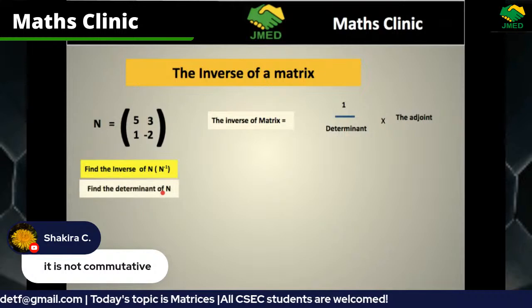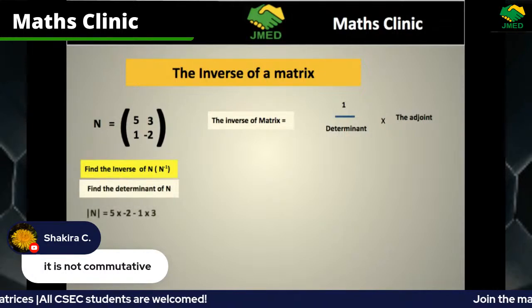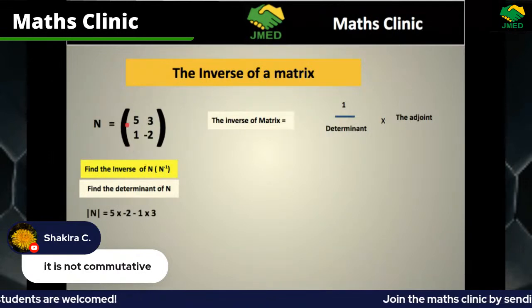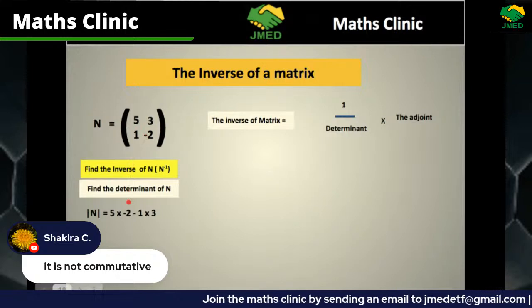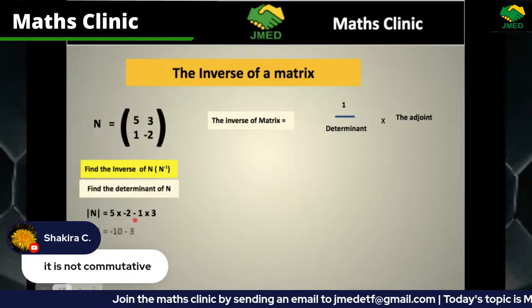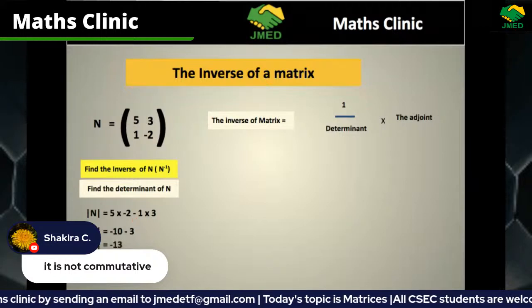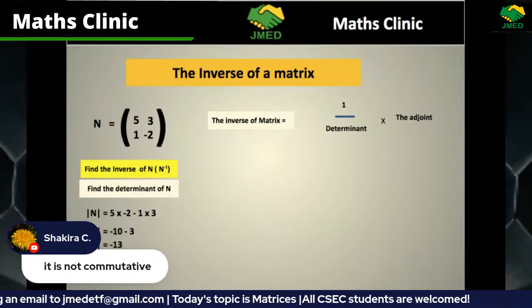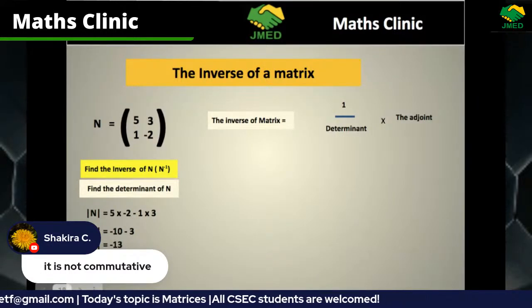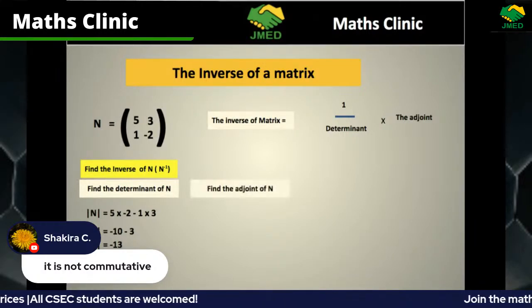The first thing we need to do with the matrix is find the determinant. And we know how to do that. 5 times -2, and 1 times 3, and we take those away. -10 minus 3 gives us -13. So we found the determinant. We're going a little bit fast now, but that's how we find the determinant. We've done that before. The next thing we need to do is work out the adjoint.